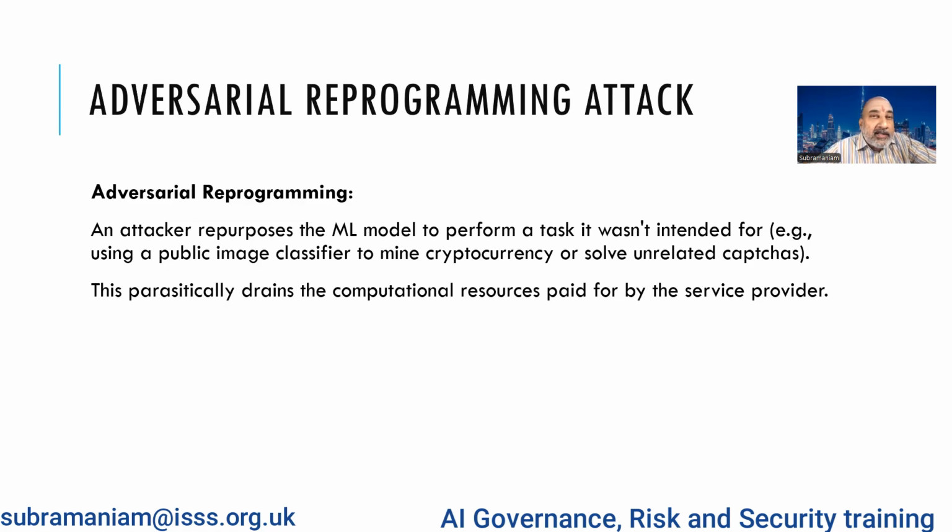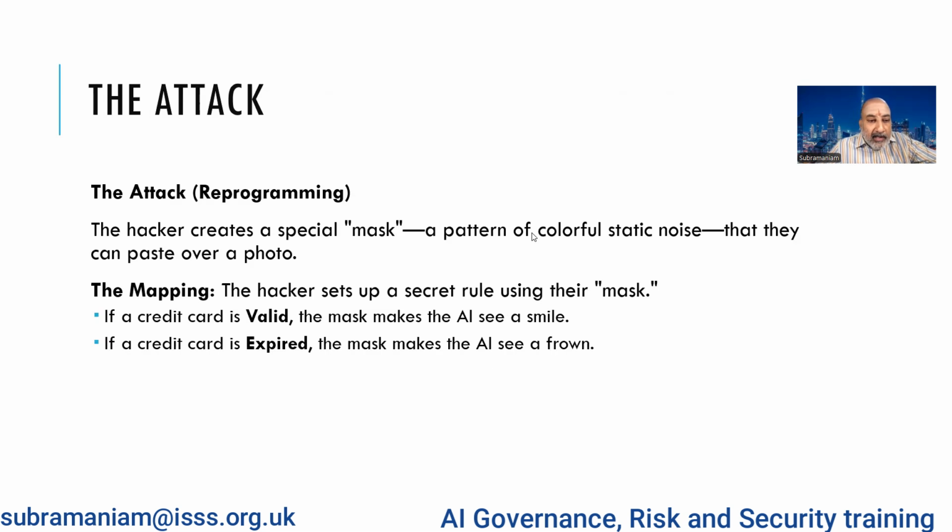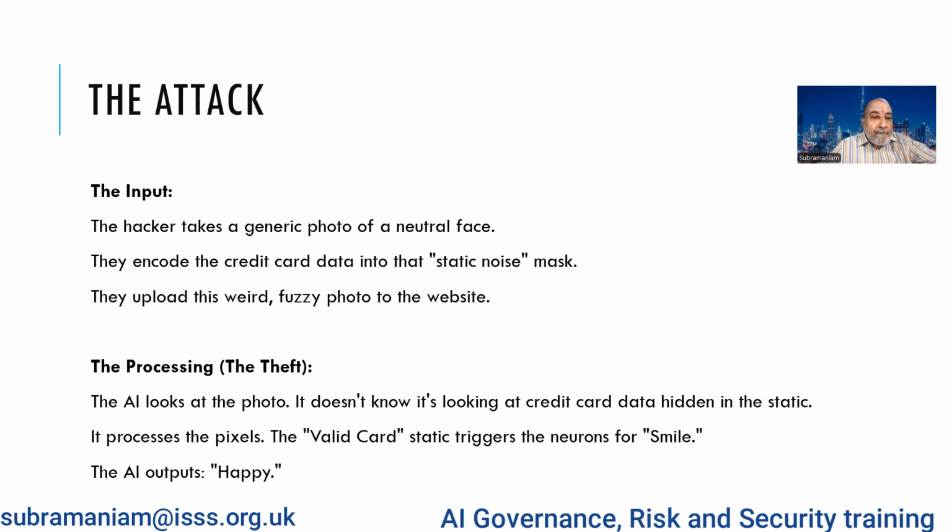Now the model is going to fall into this trap without realizing that it was developed for emotional detection, but is now detecting a valid or invalid credit card. Problem: the emotion detector. The hacker creates a special mask, a pattern of colorful static noise. Again, the QR code need not be a QR code; it could be a border. But the objective is to convey the message to the emotional detection application.